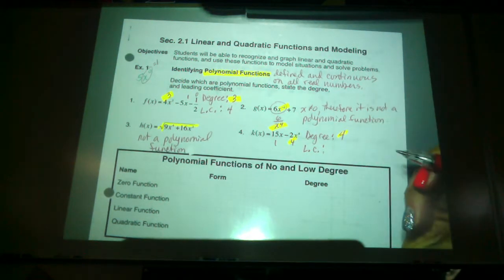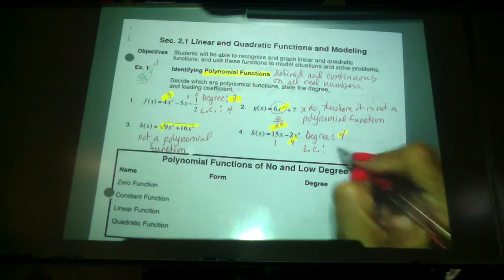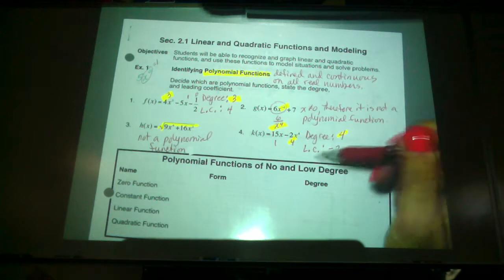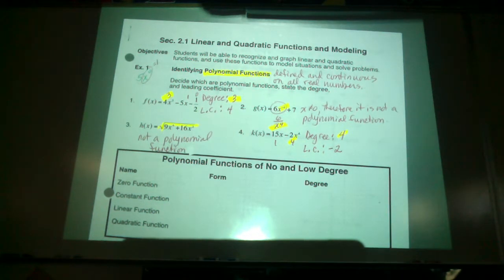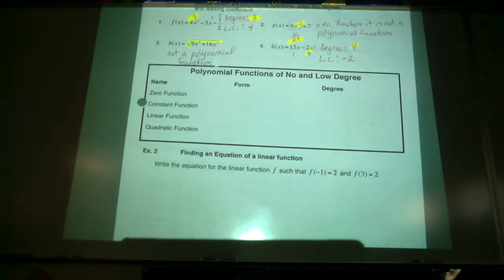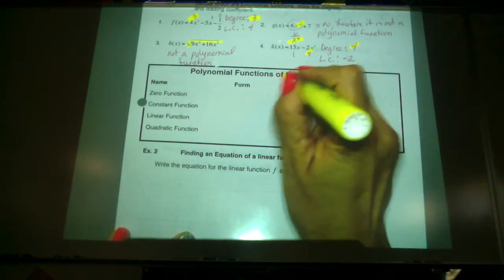So then what is our leading coefficient? It is negative 2. It is not 15 because this is the degree of the highest term. Make sure that you keep that sign with it. It's going to become important later on. Okay, so then in this particular section, we're going to focus purely on polynomial functions of no degree and low degree.